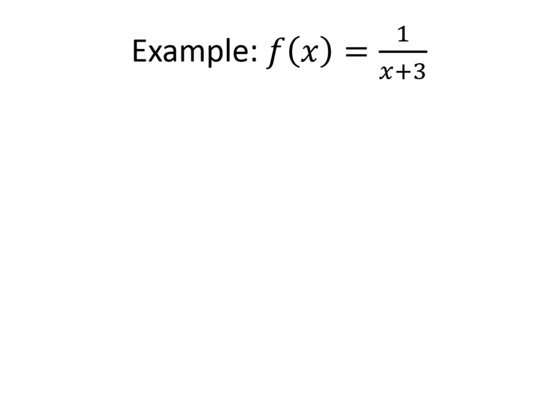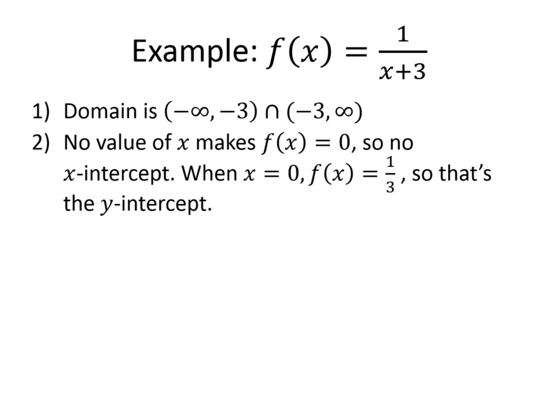So let's look at this function, 1 over x plus 3. The domain of the function is the full reals except where the denominator is equal to 0, when x is equal to negative 3. There is no value of x that makes the function 0, so there is no x-intercept, but there is a y-intercept. To find the y-intercept, we plug in x equals 0. We get that f of x is equal to 1/3, so that's your y-intercept.